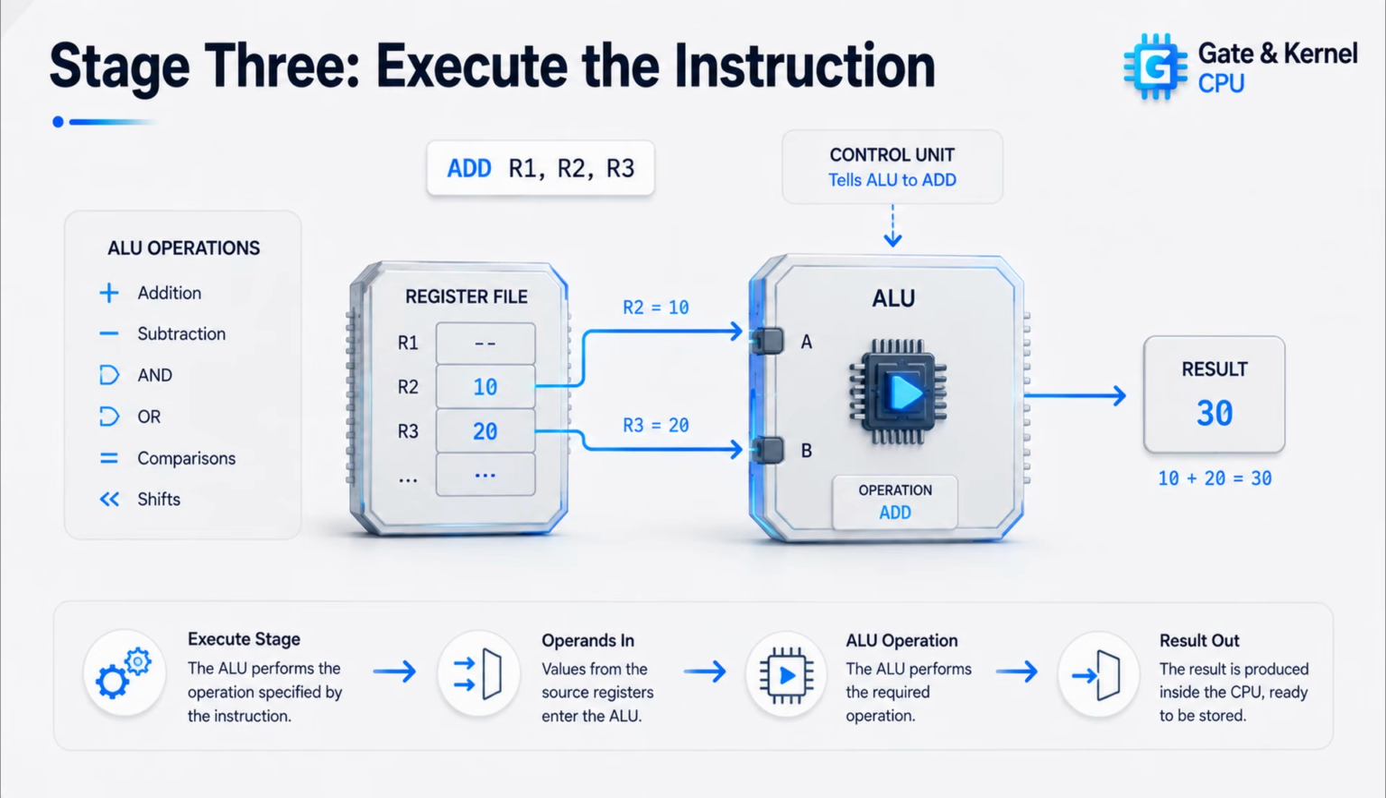8. Stage 3. Execute the instruction. Now the CPU reaches the execute stage. For arithmetic and logical instructions, execution usually involves the ALU. ALU stands for Arithmetic Logic Unit. The ALU can perform addition, subtraction, logical operations, comparisons, and shifts. In our example, R2 = 10 and R3 = 20. The control unit tells the ALU to perform addition. The ALU calculates 10 + 20 = 30. The result now exists inside the CPU. But the instruction is not finished yet. That result usually needs to be stored somewhere.